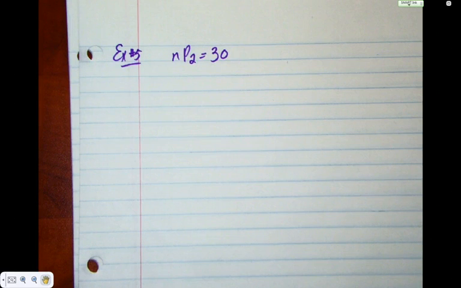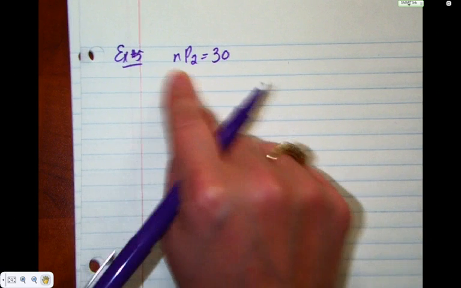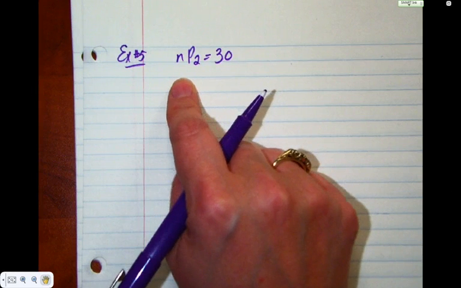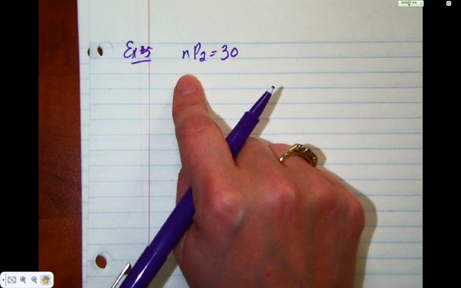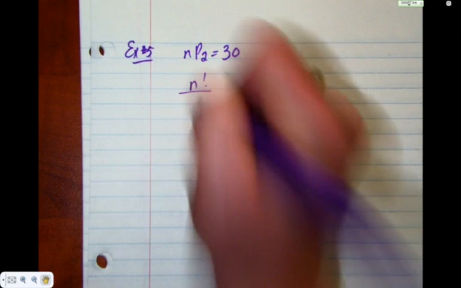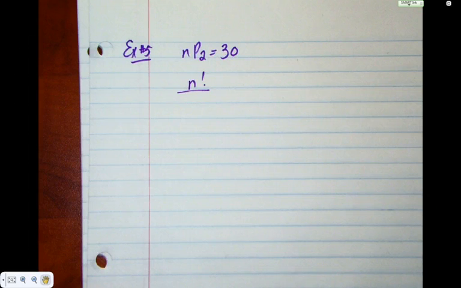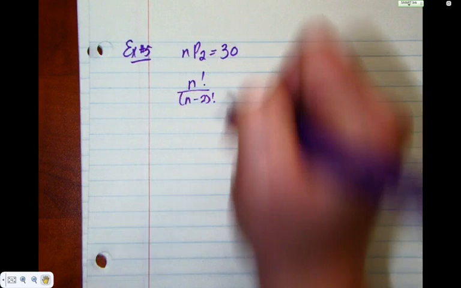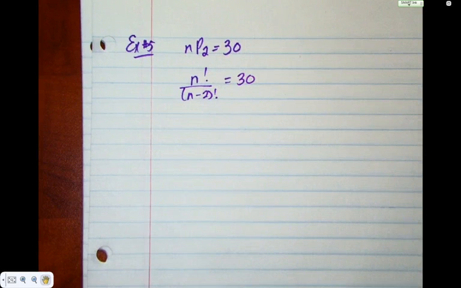So step number 1 is we're going to use the formula. I'm going to take out nP2 and put in the other side of the formula. nP2 has to equal n factorial over n minus 2 factorial. So that's just right from the perm equation. So if you're a wordy person, step number 1 is use the formula.